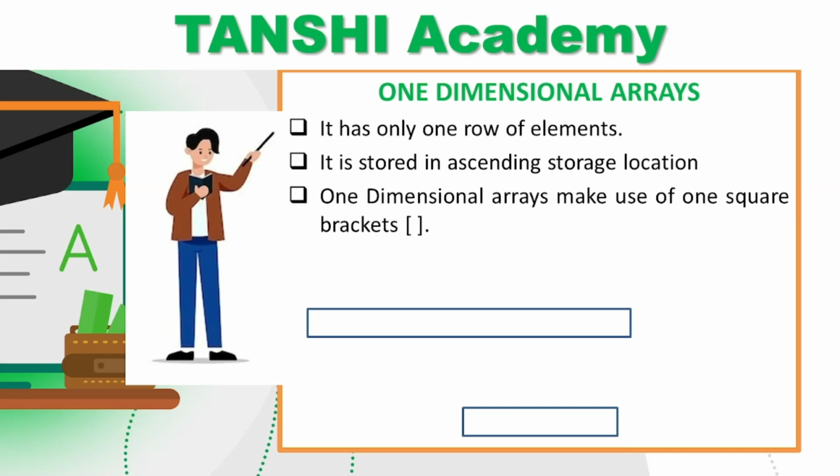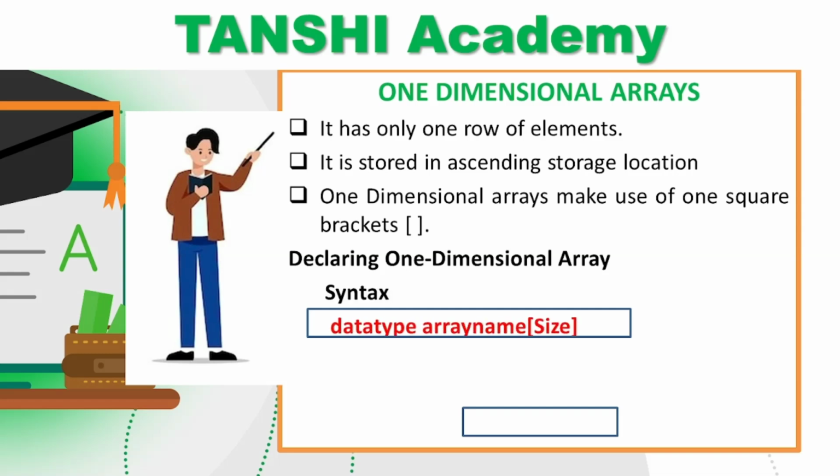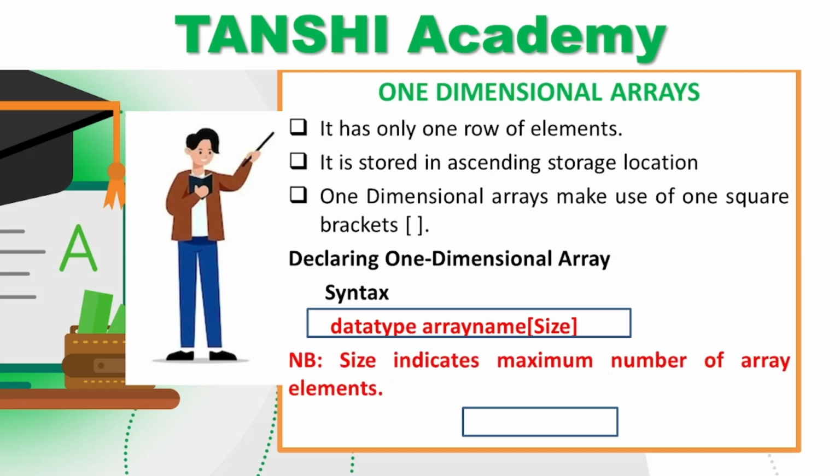So one-dimensional arrays make use of one square bracket. Now, declaring one-dimensional arrays. The syntax is data type, array name, size. This is declaring a one-dimensional array. We take note of the syntax: data type, array name, size of the array in square bracket. And size indicates the maximum number of array elements.